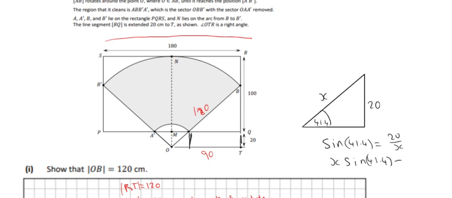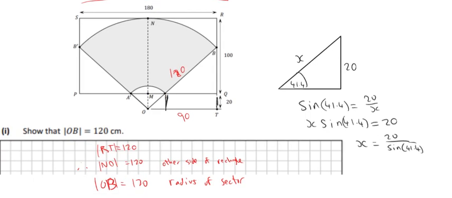Equals 20, and then x is equal to 20 divided by sin of 41.4, and that tells us what x is, so that's 30.2429. Right, so what we've worked out then is the length of the radius of the little sector in there.